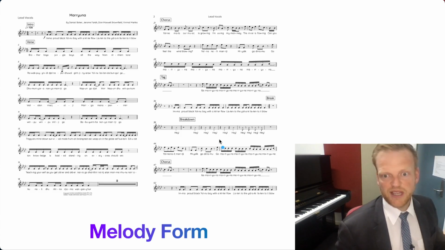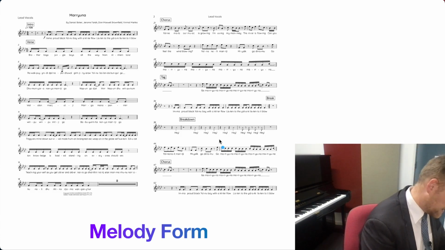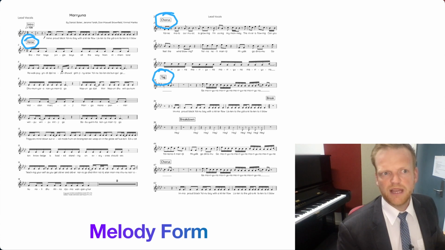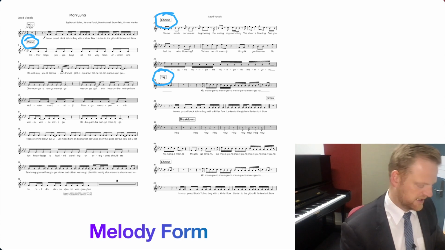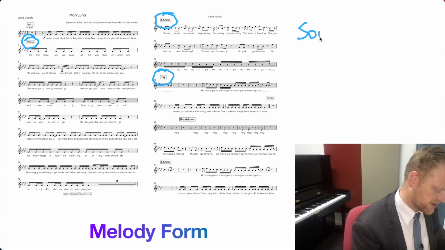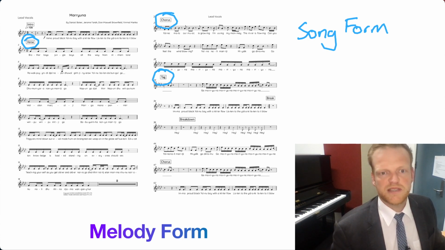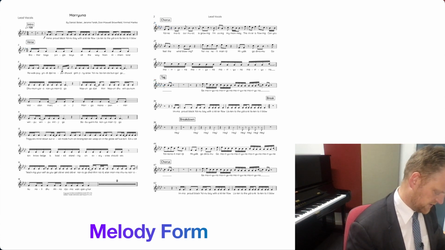So first off, we're going to look at form. It's relatively easy. We've got a verse, chorus, and a tag. Depends how you label those, but they all have distinct, separate types of melodies. So we would call this song form. Oh, look at my writing, it's so bad. But song form in contemporary music means verse, chorus, tag, bridge, that kind of thing. Song form in Western art music means something completely else. Let's move on.